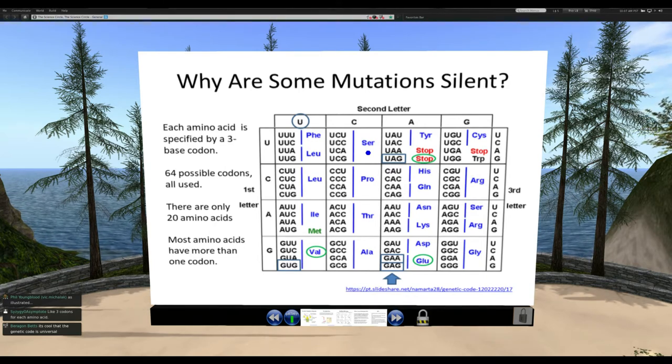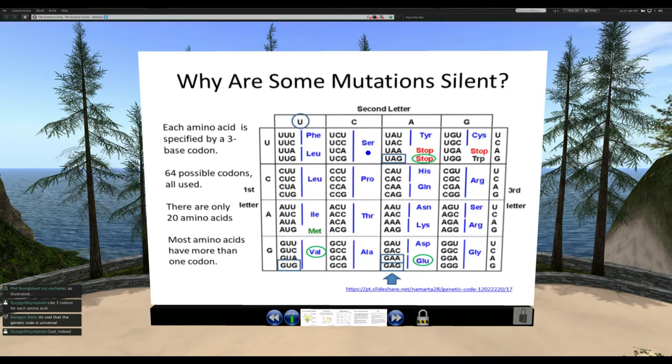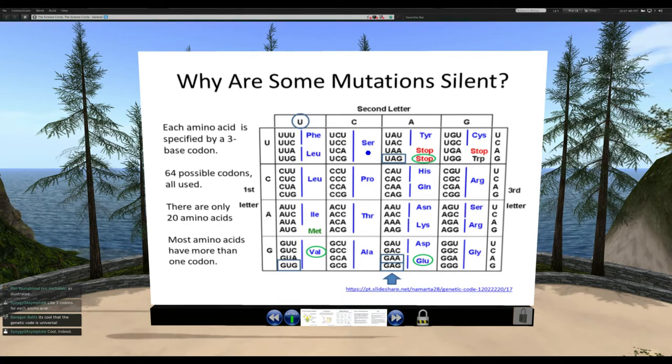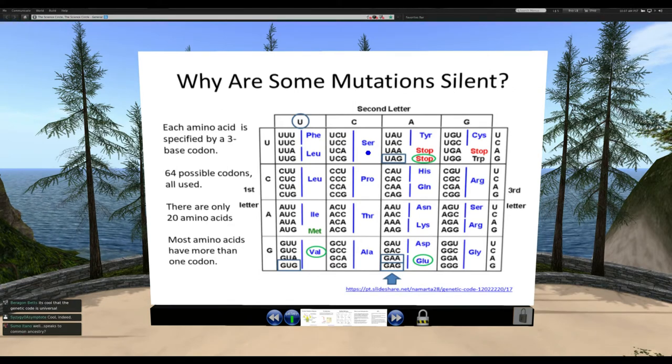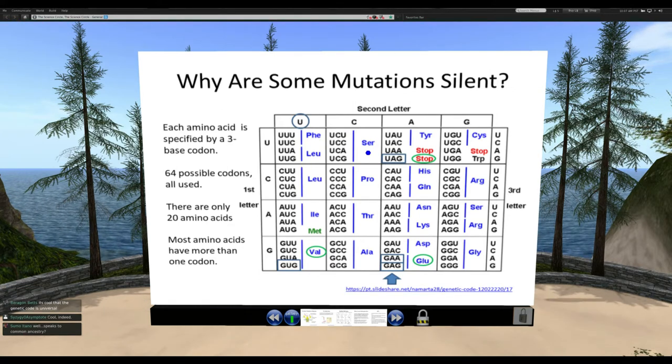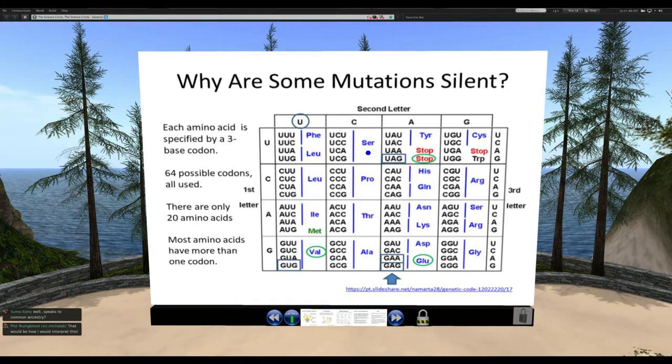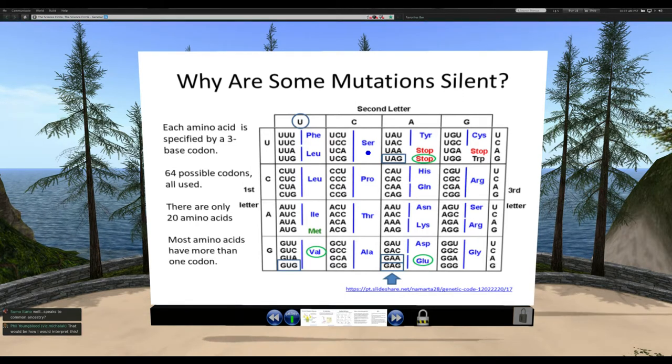So on average, there are three codons per amino acid. In real life, it's more like sometimes there's four and sometimes there's two. These four blocks here have four codons per amino acid. These little half blocks here have two codons per amino acid. And then there are a few codons which are stop codons. There are only three of these in the universal code.